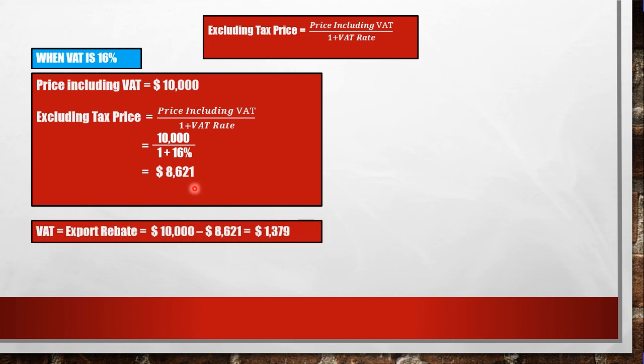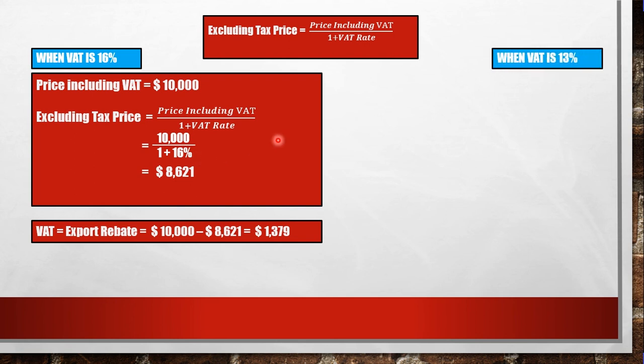So we can get the VAT, which is also the export rebate: the buying price of $10,000 minus our manufacturer's price. It will give us the VAT of $1,379. So when the VAT rate is 16%, if any exporter exports this engine, he will be reimbursed this amount of dollars, which is the same as what they paid here in the local market as VAT.